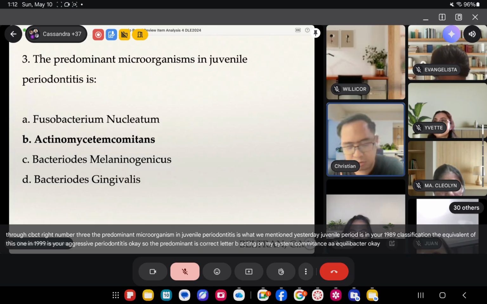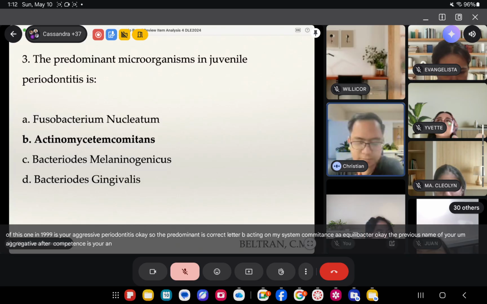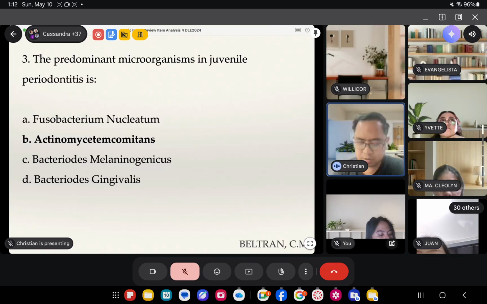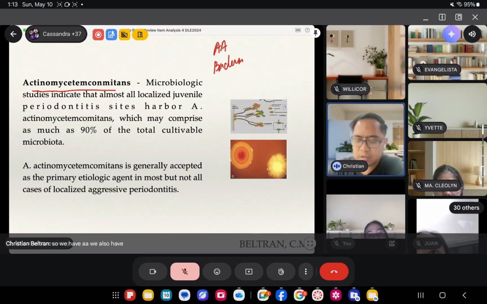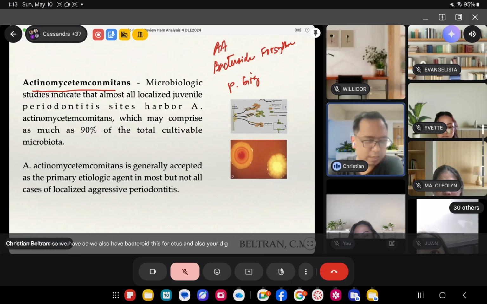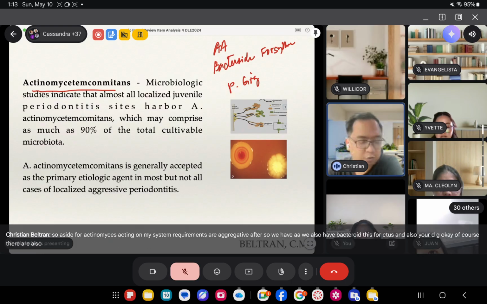Okay, the previous name of your Aggregatibacter Actinomycetum comitans is your Actinobacillus Actinomycetum comitans. Okay, so aside from Actinomycetum comitans or Aggregatibacter, so we have AA. We also have Bacteroides forsythus, and also your P. gingivalis. Okay. Of course, there are also others that would contribute in the disease.